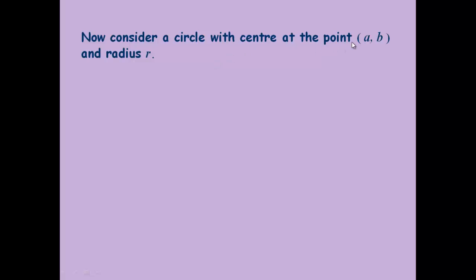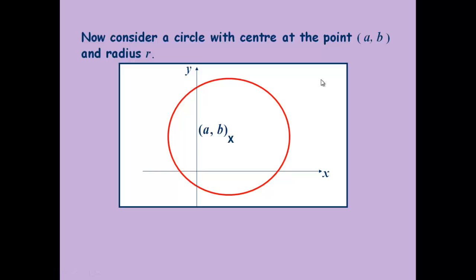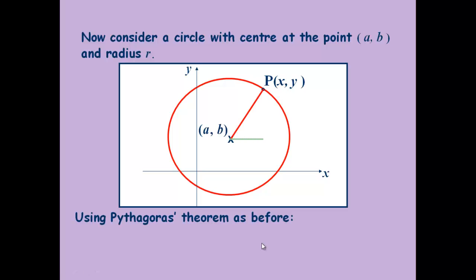What happens though if the circle isn't centred at the origin? Say the centre of the circle is the point AB. So we can see here we've got a circle not centred at the origin but centred at AB. Again, we'll pick a random point on the circle P. And again, if we use Pythagoras' theorem, we can still work out an equation. This distance here is x, which is the whole of this distance here, from here to here, minus the distance a. So this distance is x minus a.